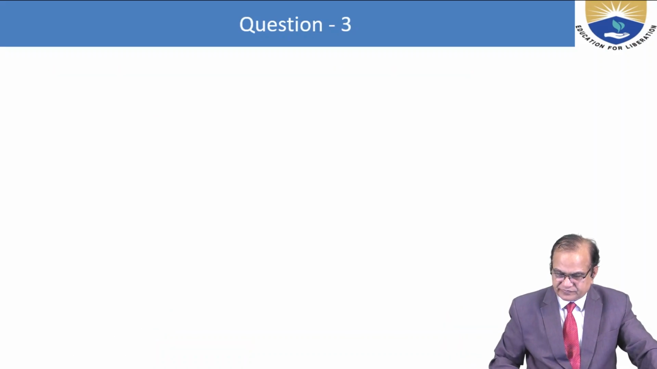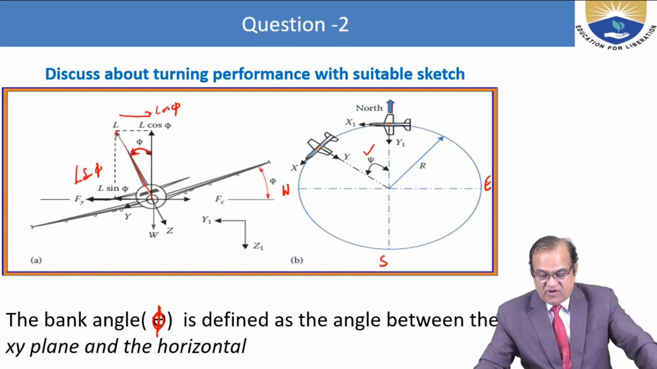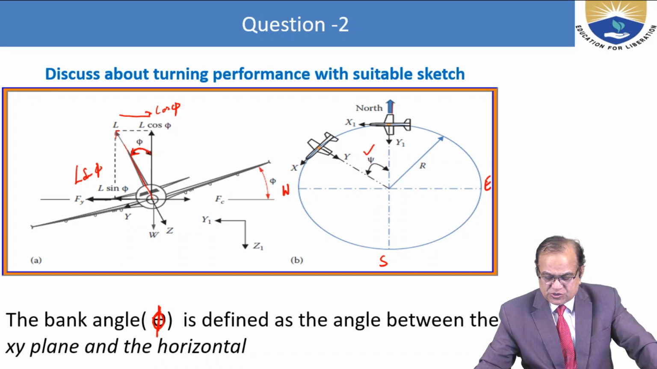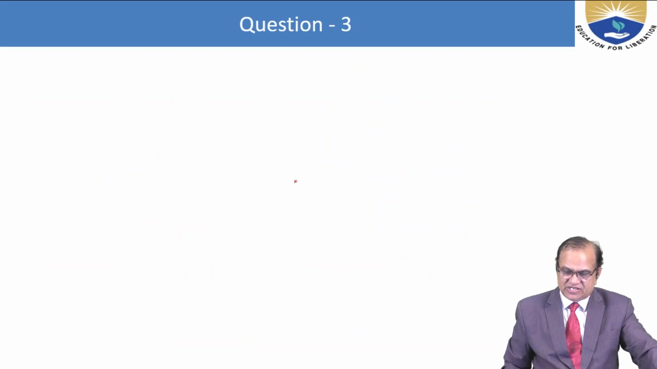So this is the simple explanation for turning performance. All the parameters are shown here. X is the velocity direction in the x direction.